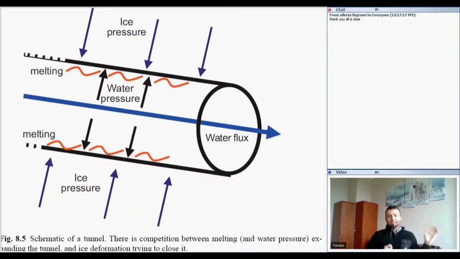And when there is a tunnel, there is, of course, ice pressure from around, but there is also melting from this water flux, and of course water pressure. So the ice tries to close the tunnel, but water drains the tunnel.